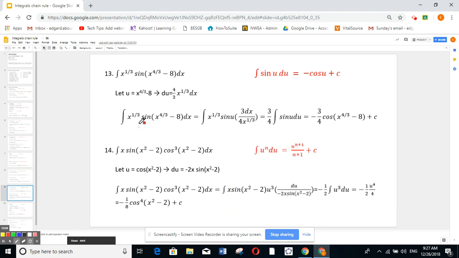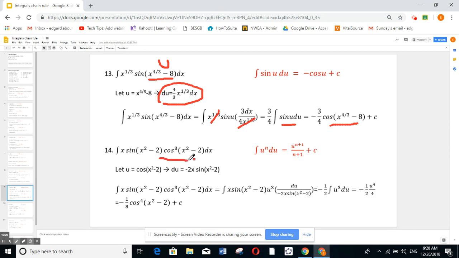Here, certainly I cannot pick sine to be u, because the derivative of sine is cosine and I don't have cosine. I pick the inside to be u. So this is its derivative. So x times 1 over 3 sine u, because I named it u, and dx is 3 du over 4x. The 1 over 3 and x cancel out, 3 over 4 outside. Sine u integrates to minus cosine u, as you can see.